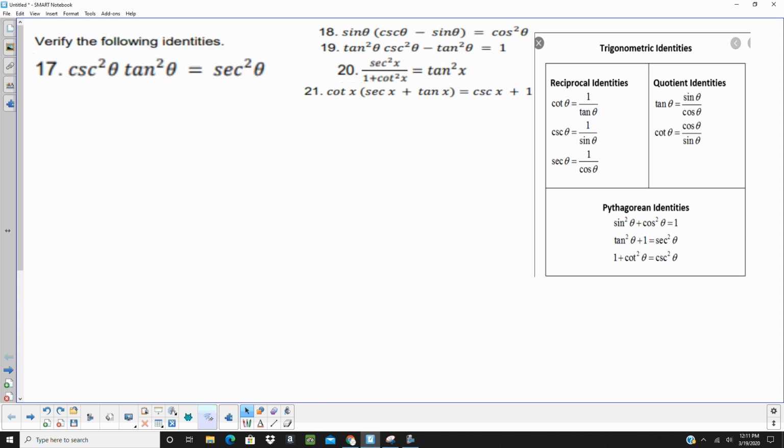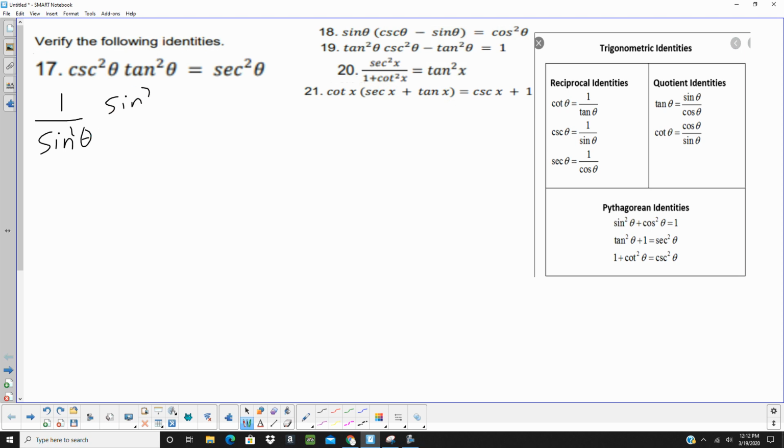So on 17, I've got cosecant squared theta times tangent squared theta equals secant squared. Well, I'm going to start with my cosecant squared side because it's more complicated. Cosecant can be rewritten as 1 over sine, and because it's squared, the sine is squared. Tangent is sine over cosine, and because it's squared, this is squared.